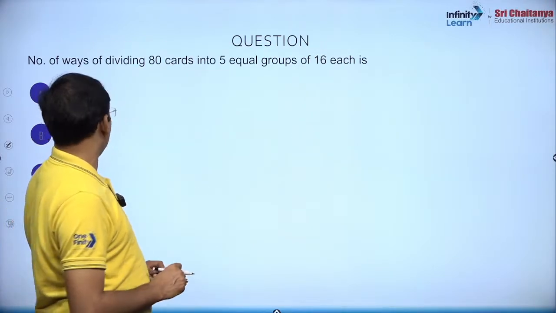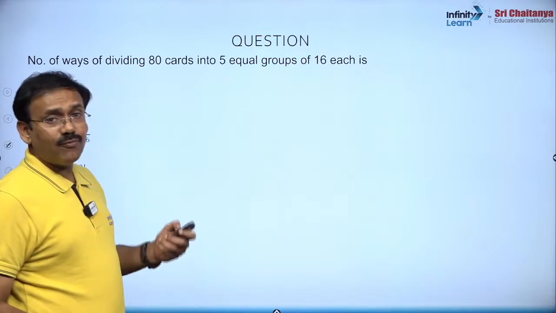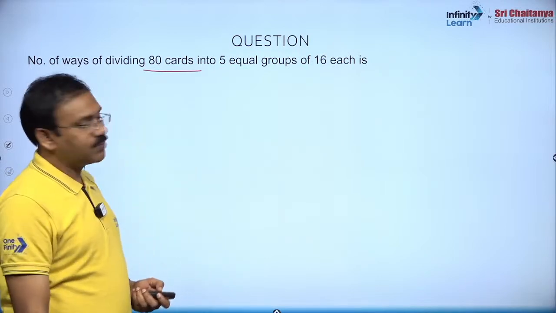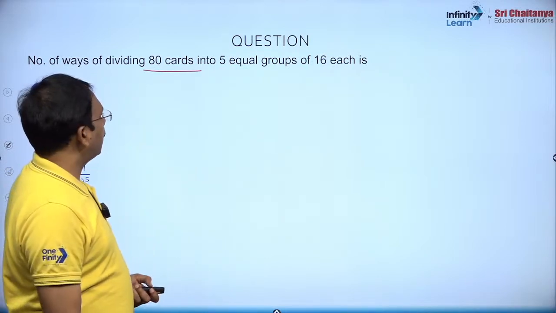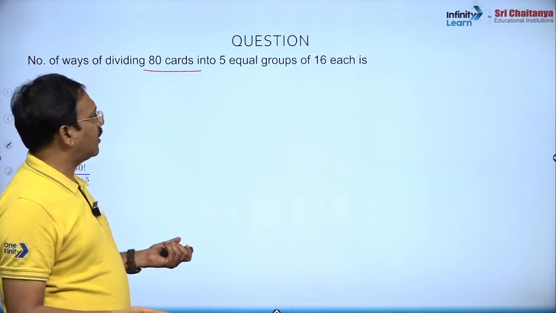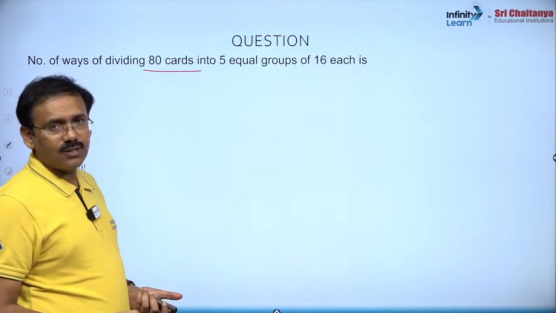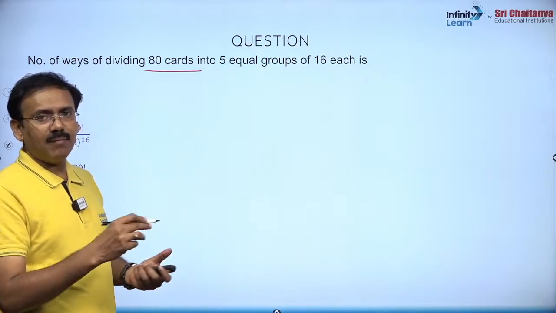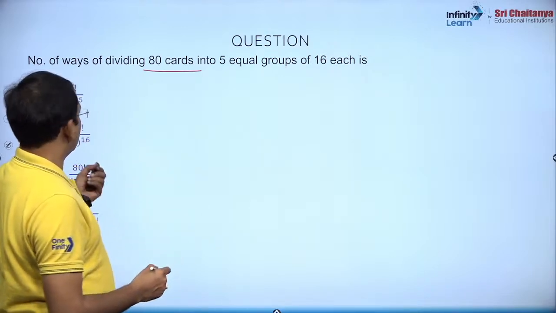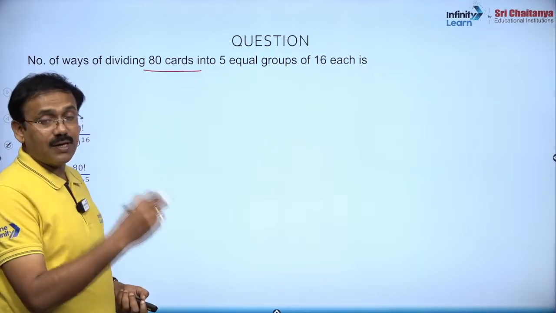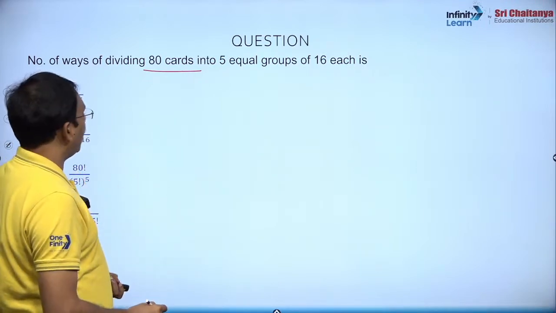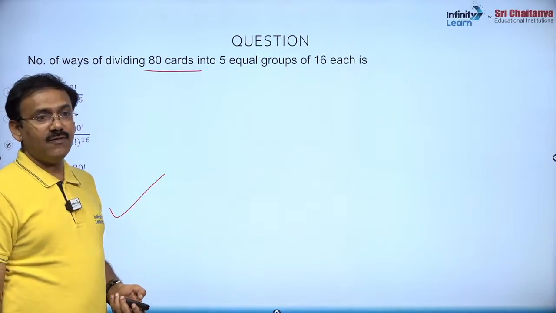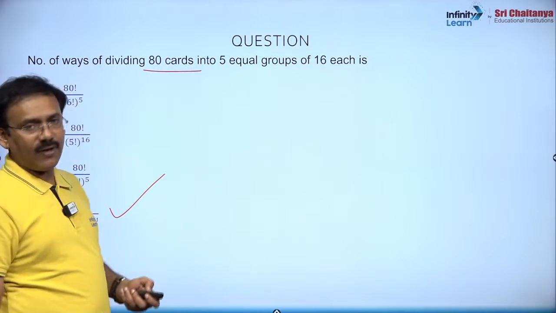Now, you see, my dear friends, number of ways of dividing 80 cards into 5 equal groups of 16 each. You see, 80 different cards there are, 5 equal groups of 16 each. So 16 factorial by same number, right? So 16 factorial 5 times, because the number is same, into 1 by 5 factorial you will get. So 80 factorial by 16 factorial power 5 into 1 by 5 factorial.